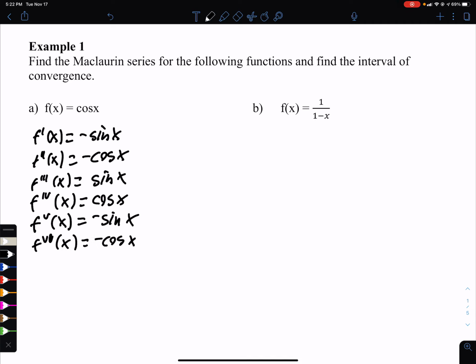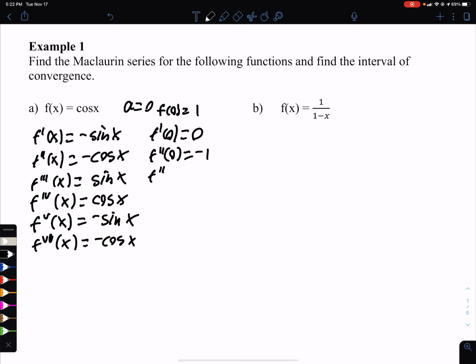Now we are centered at 0. When it says Maclaurin series, you know a is 0. So we need f prime at 0. Well, sine of 0 is 0. We need f double prime of 0. Cosine of 0 is 1, so it's going to be negative 1. And then, that's bothering me for some reason. Oh, I know why. We need f of 0. So cosine of 0 is 1.